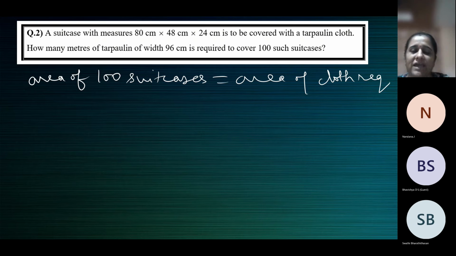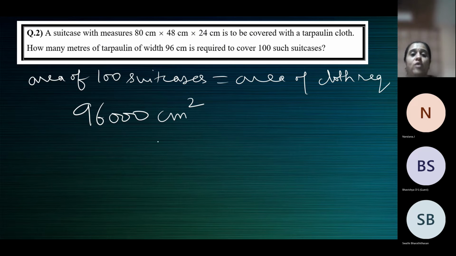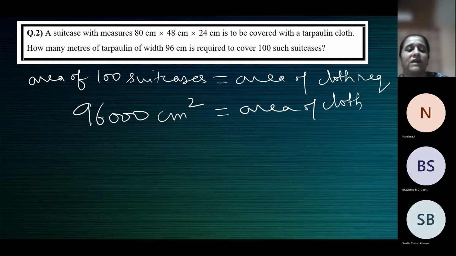When you buy any material from the market and spread it out, it's a rectangle. Supposing the area of the 100 suitcases is, for example, 96000 centimeter square. That is how much cloth you should buy, equal to the area of the cloth. But if you go and tell the shopkeeper, give me 96,000 centimeter square of cloth, how do you buy fabric from the market? You'll only suggest the length because the width is fixed.